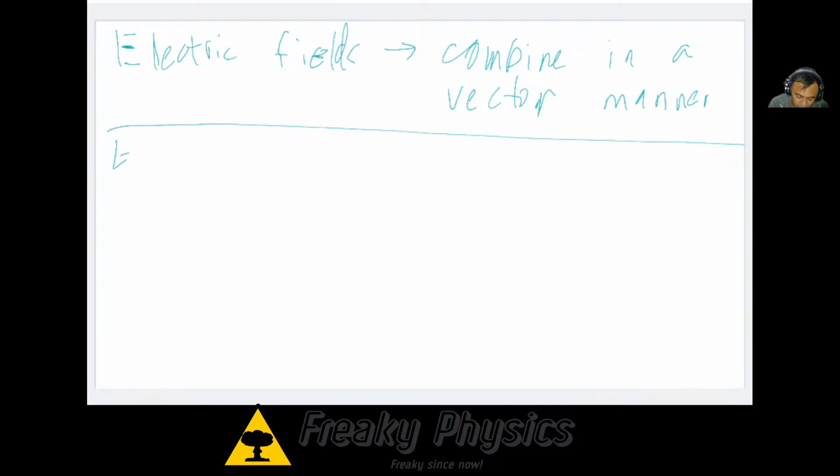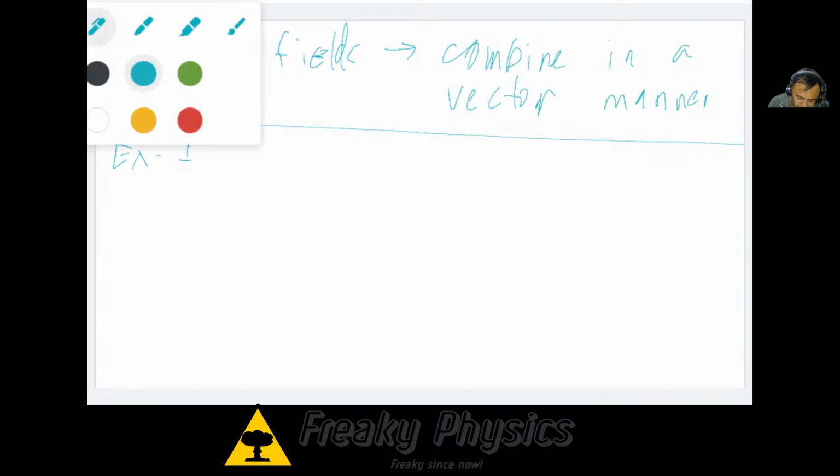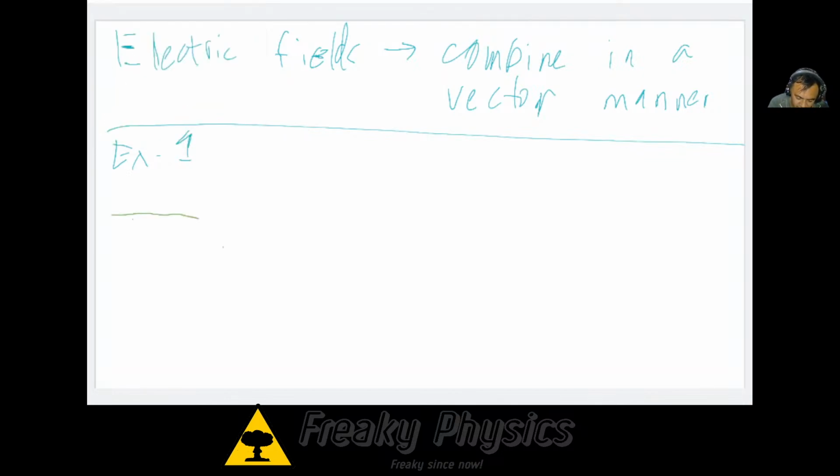So the idea here is example 1. If you have this electric field, I'm going to use different colors here now. If you have this initial electric field looking like that, and let's say that this electric field has a, we won't put the unit, let's just put a number. This is 10, right?